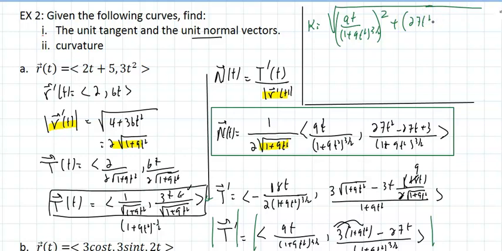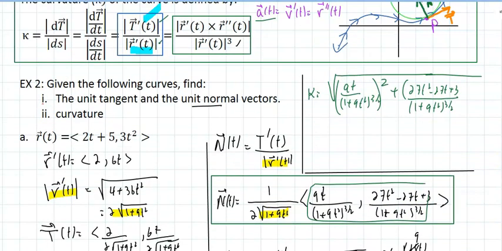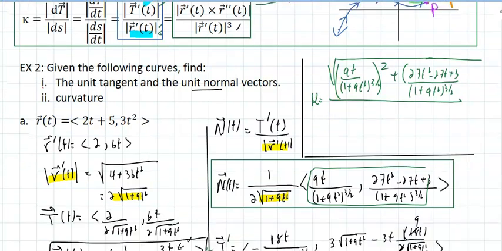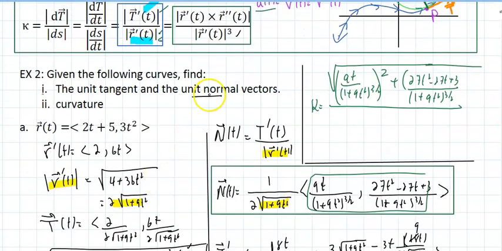(27t² minus 27t plus 3, divided by 1 plus 9t² to the 3/2, right? It's right there actually. Divided, again, a massive mess. But the application is extremely useful, over the magnitude of r prime cubed. And there it is, done.